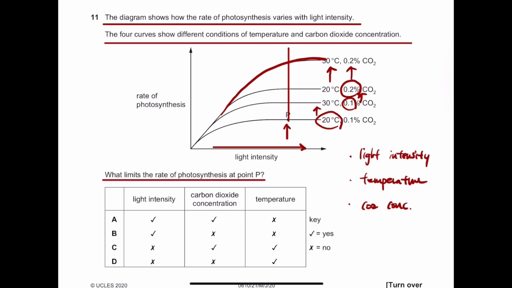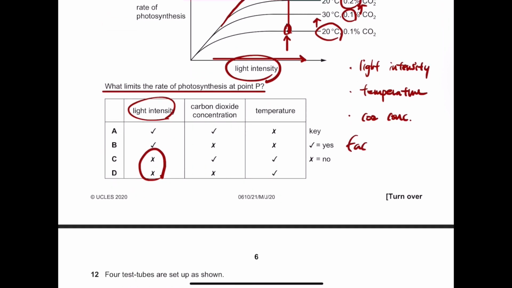So at P, the increase or decrease in light intensity is doing nothing. So the light intensity is not the limiting factor at P. You guys actually have to know the definition of the limiting factor. It's a factor that limits the reaction rate in any life process. Okay? So it's the factor that limits the reaction rate.